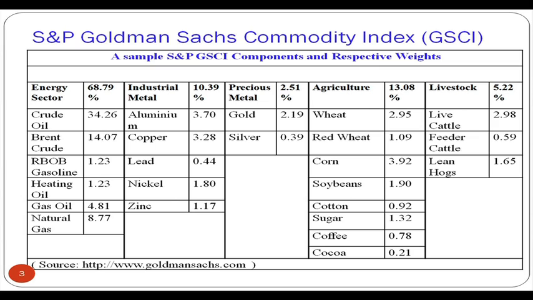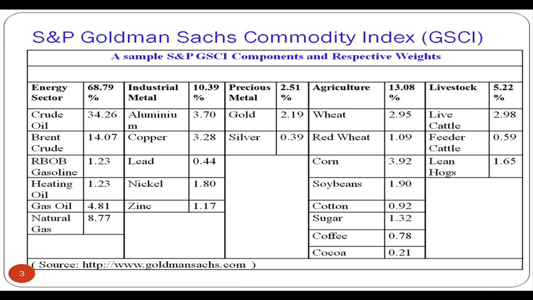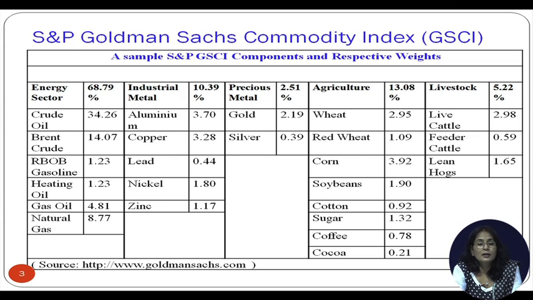Now, continuing our discussion on the different constituent commodity futures of the S&P Goldman Sachs index: among the industrial metals, you have aluminum, copper, lead, nickel, zinc; among precious metals, gold, silver; and different agriculture futures are mentioned. In the livestock category, you have live cattle, feeder cattle and lean hogs. One thing I would like to mention is that in Indian commodity exchanges, none of these livestock futures contracts trade.